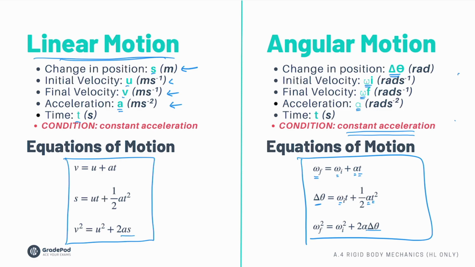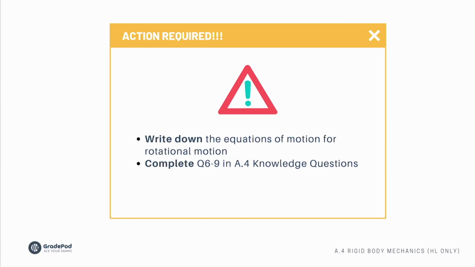If you can get your head around the different terms for angular speed and change in position, then the equations of motion are exactly the same. It's just going to take a little bit of practice. And that's what we're going to do now. Head to your revision note template, write down the equations of motion for rotational motion, and if you feel you need to add anything to your notes about translational acceleration and angular acceleration, add to those on your notes now, and then head to questions 6 to 9 in your knowledge questions.